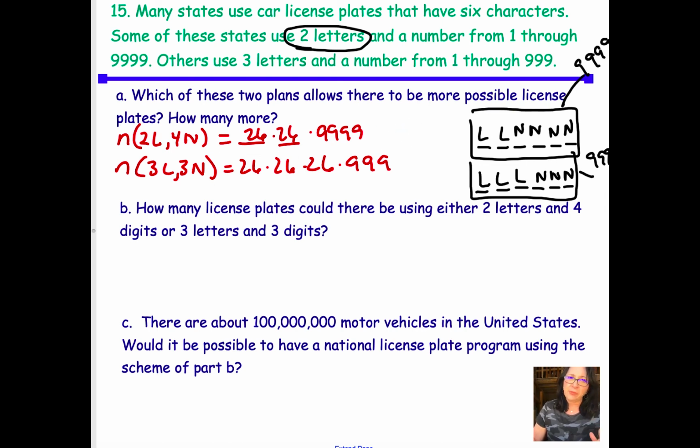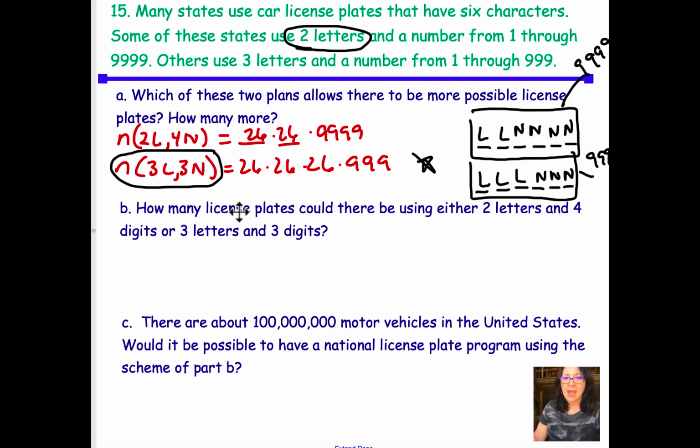So for these problems, you need to multiply these out. I think this one down here, when it's all said and done, you guys can multiply that out, turns out to be about, I want to say maybe 10 million more. This number is so much larger than this one. So it's about 10 million more.